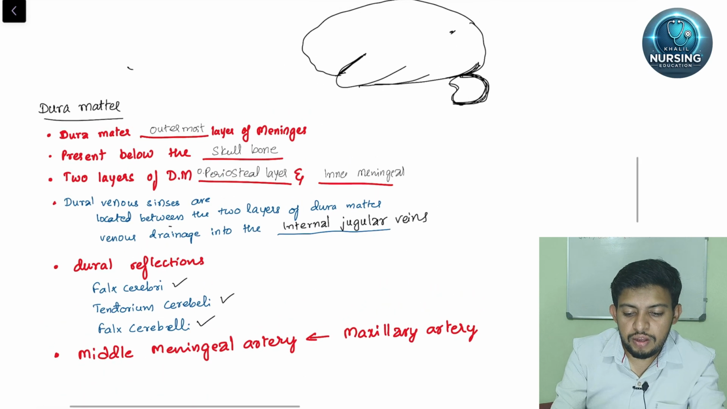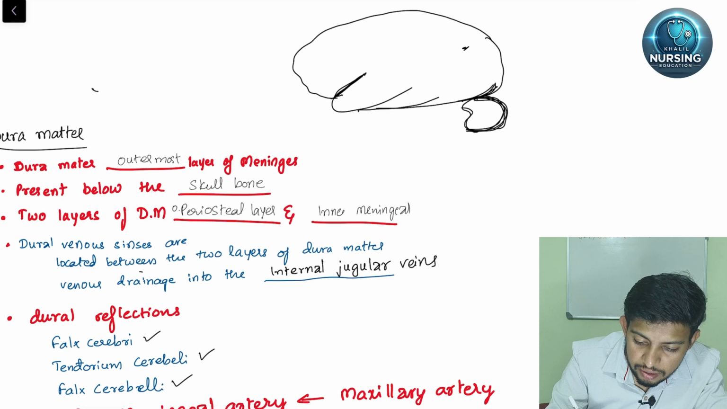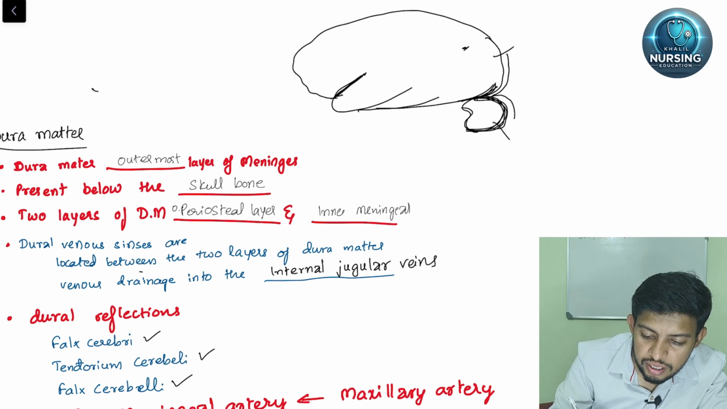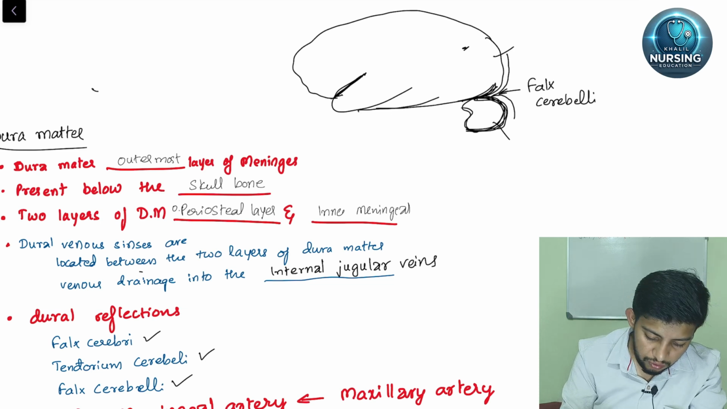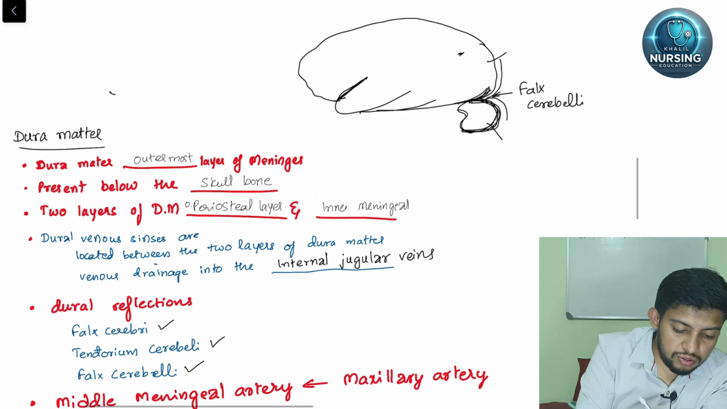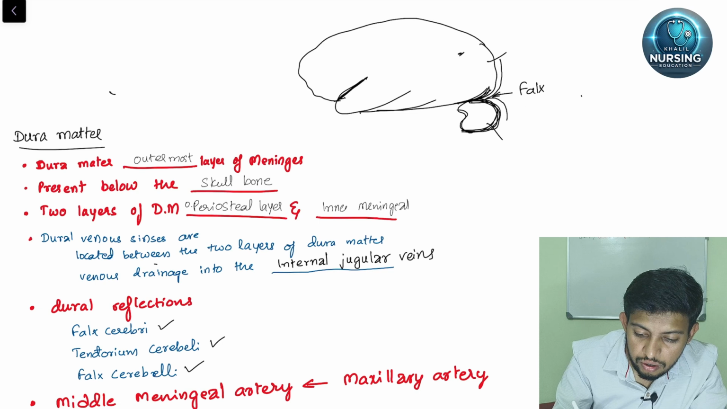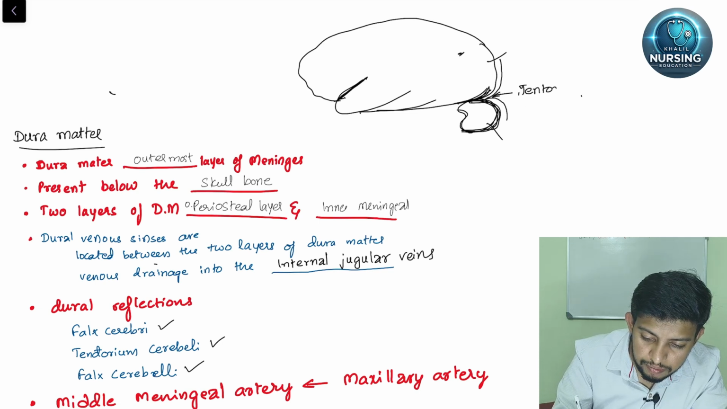Next, what is the tentorium cerebelli? The dura mater which flaps inside between the cerebrum and cerebellum, this area will be called the tentorium cerebelli.